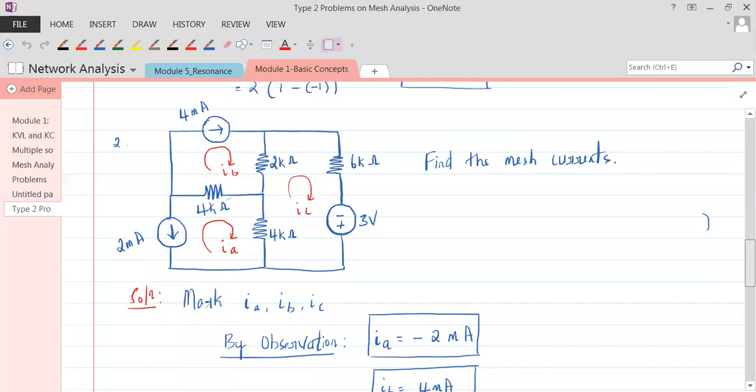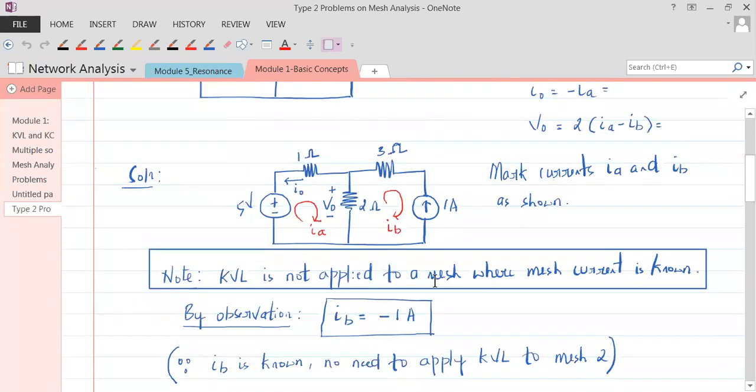The first one was this, wherein we had just two meshes and a current source connected here. This current source belongs to mesh 2. So what do we know in mesh 2? We know the mesh current in mesh 2. Since we know it, I am not supposed to apply KVL to mesh 2, but I'll be applying it only to mesh 1. So what do I know? I know IB is minus 1 here. IB is moving opposite to this 1 ampere, so IB is minus 1 amperes. So this is the first circuit that we saw.